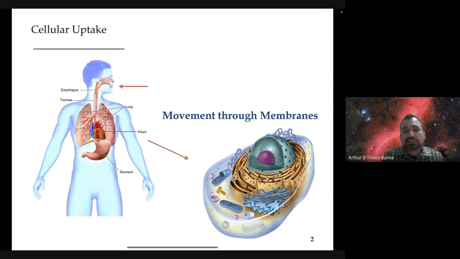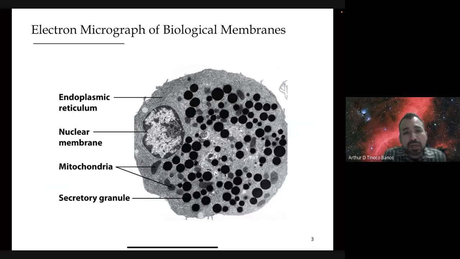And essentially, when we're thinking about movement, we have to think about the movement through membranes. So here's our representation of a eukaryotic cell. Here we have an electron micrograph of biological membranes. All right, so we have what constitutes the plasma membrane, and we have the other components of a cell.